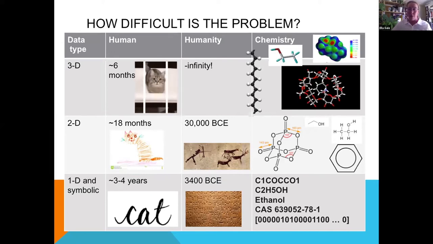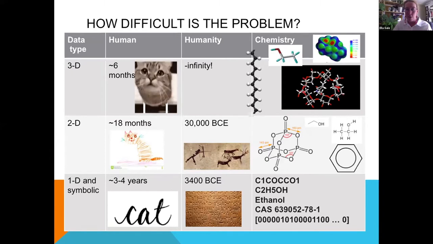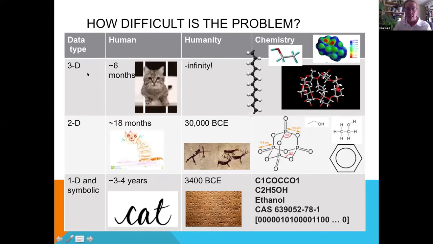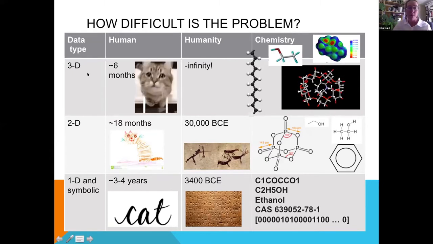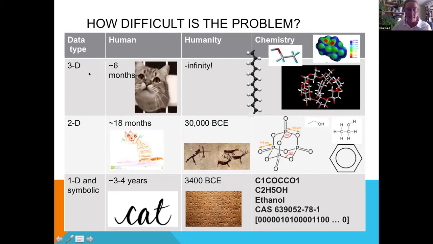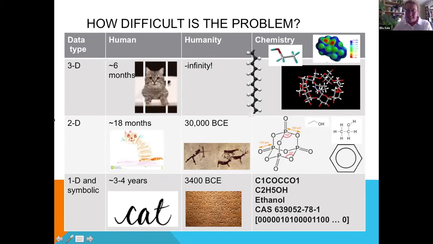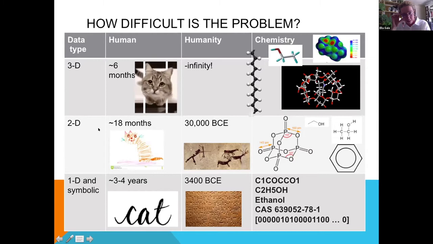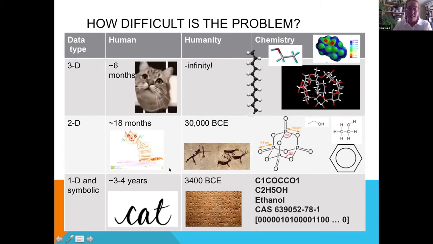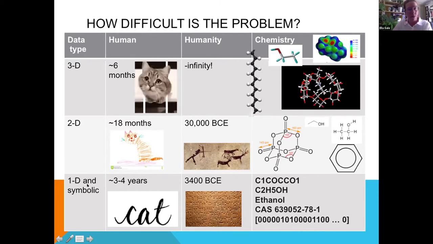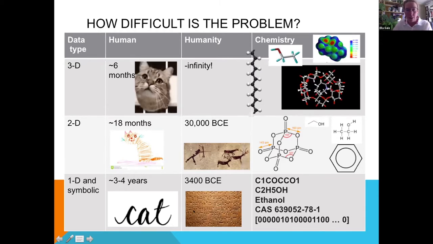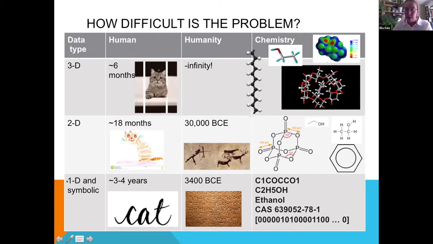And when we examine this, we see that maybe the problem isn't quite what we thought it was. A 6-month-old human has figured out about 3D space and that they live in it. It takes them a year and a half before they show that they understand 2D space. And it takes somewhere between 2 and 4 years before they start to deal with one dimensional input, such as speaking or writing. Also at this point, they learn symbols.